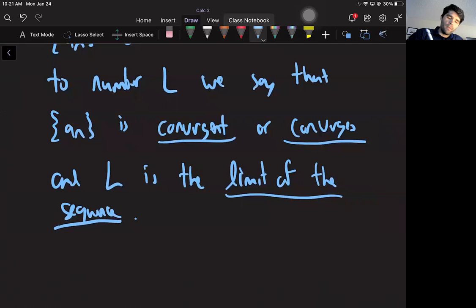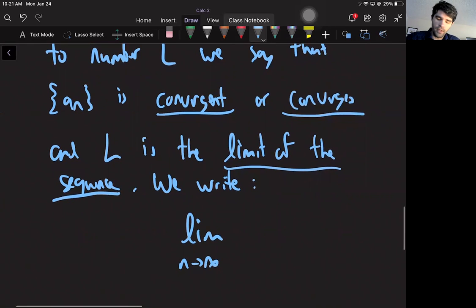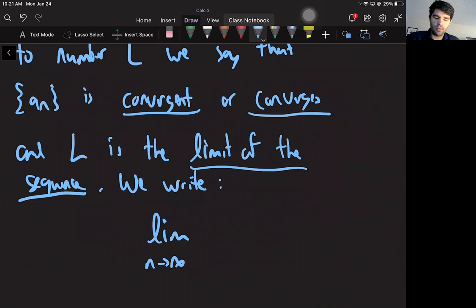And how do we summarize all this in a quick mathy way? So what do we write to mean this? We write limit as n goes to infinity, because the sequence is a bunch of terms indexed by n, and an is the nth term. So as n goes to infinity, this is just saying you're going down the list of numbers in the sequence. As you go forever, you get closer and closer to L. So we say that the limit equals L.